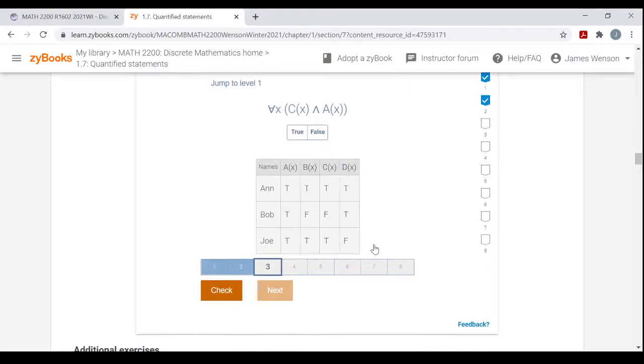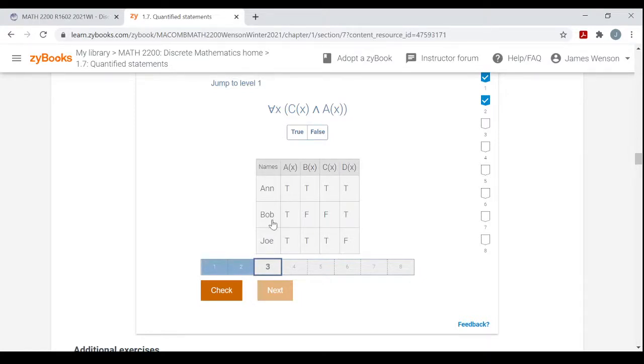All right, now we have a for every. In order for this to be true, every single person, Ann, Bob and Joe, needs to make this true: C of x and A of x. So let's check Ann. C of Ann is true, A of Ann is true, true and true is true. So Ann works, great. But it's got to work for all.